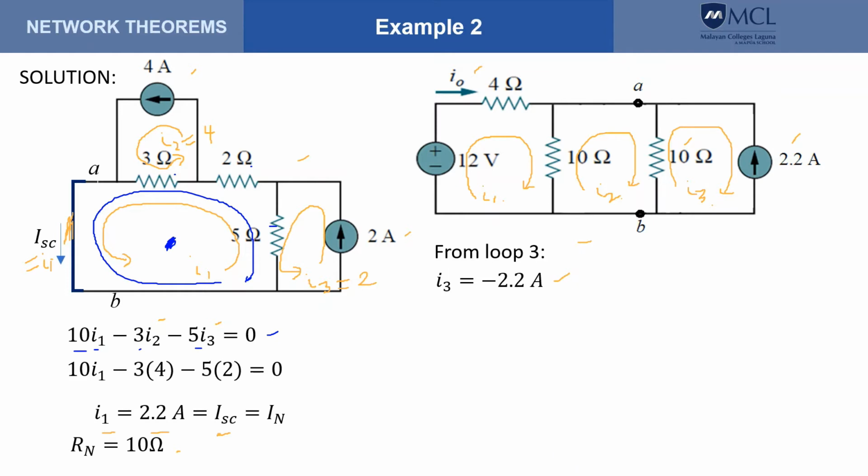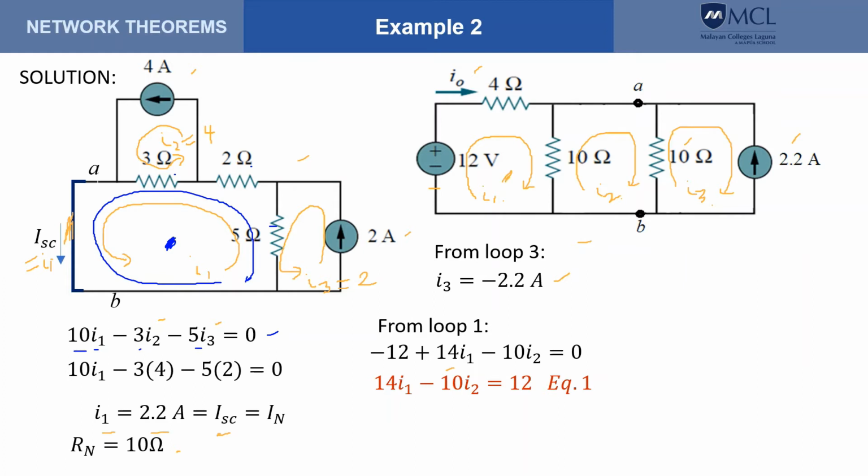From loop 1, we can form the KVL equation. So this is the KVL equation: minus 12 plus 4 plus 10, that will be 14 times the loop current I sub 1, minus any voltage drop due to the loop currents outside this loop. So that would be 10 times the loop current I sub 2 equals 0. Let's call that our equation 1.